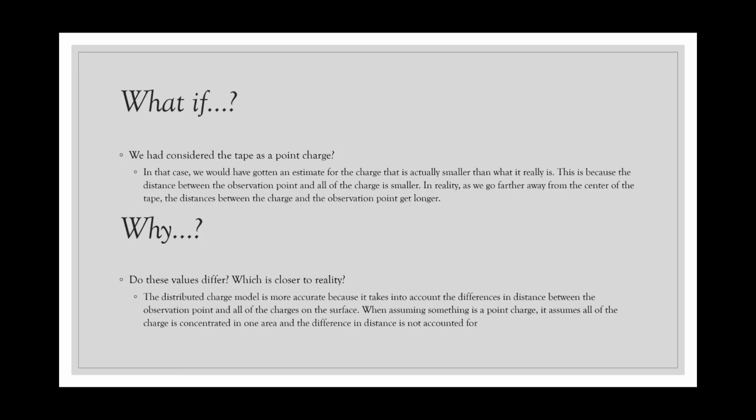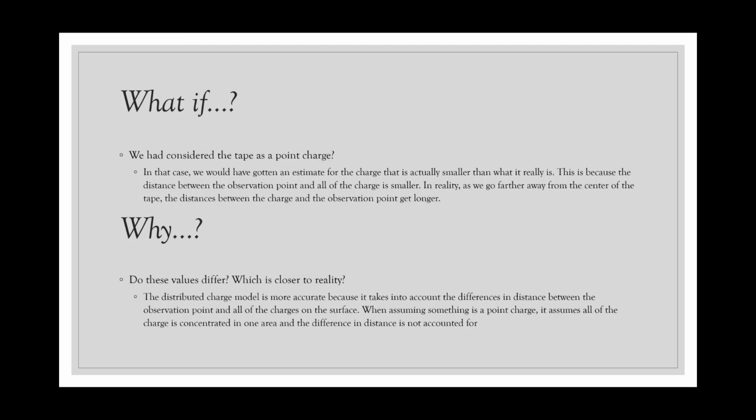So, what if we had considered the tape as a point charge? In that case, we would have gotten an estimate for the charge that's actually smaller than what it really is. This is because the distance between the observation point and all of the charge is smaller. In reality, as we go farther away from the center of the tape, the distances between the charge and the observation location get longer. This means that there's really a smaller charge than what appears if we treated it as a point charge. Why do these values differ? Which is closer to reality?